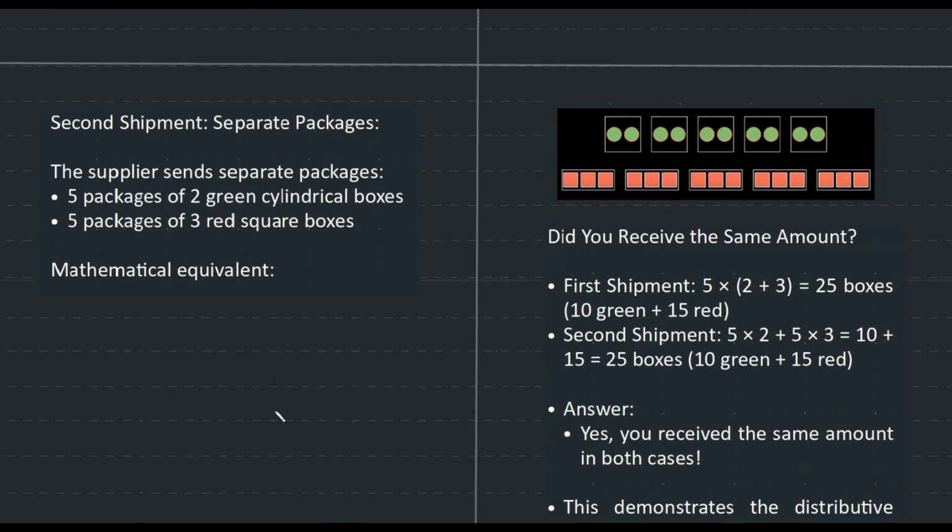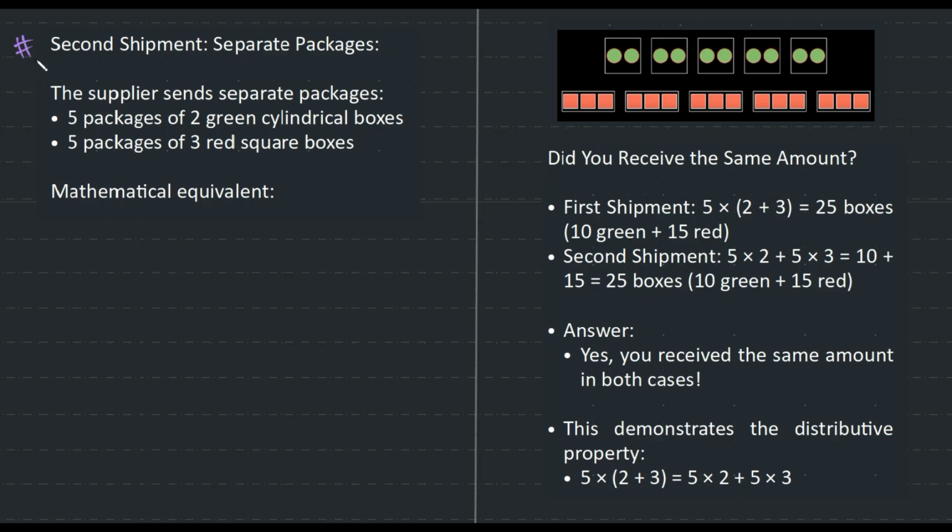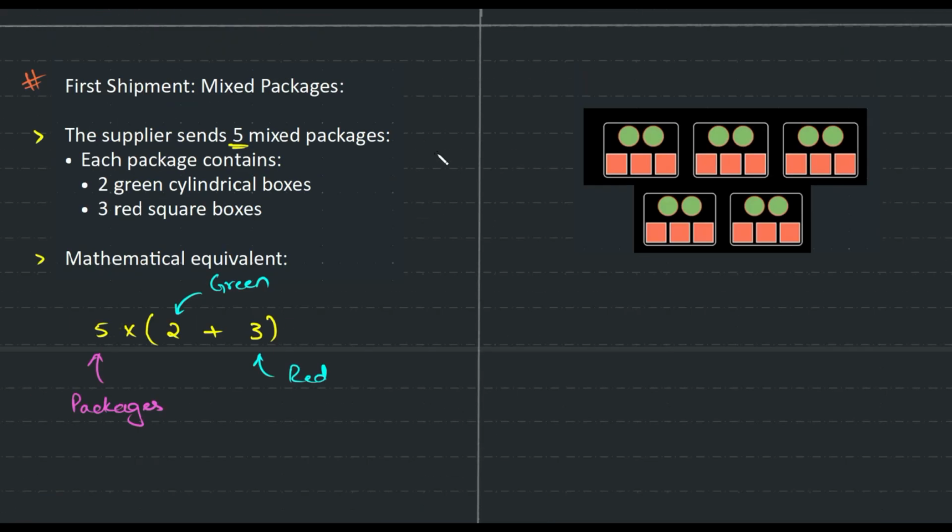Now, in the second scenario, the supplier happens to send 5 packages of green cylinder boxes with 2 in each, and 5 packages of red square boxes with 3 red squares in each package. So these are the total boxes. If you count it, there will be around 10 plus 15, so 25 boxes. Here too it is 25 boxes.